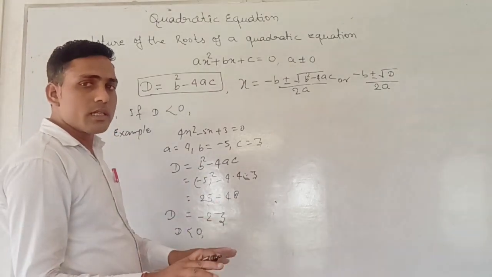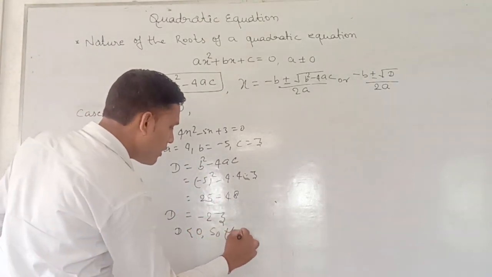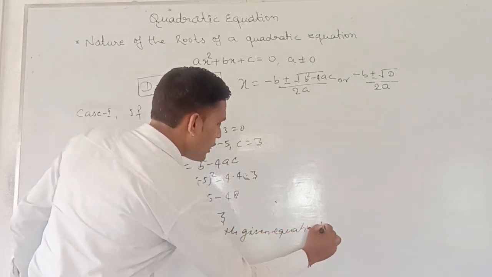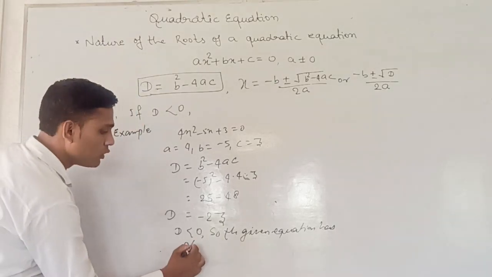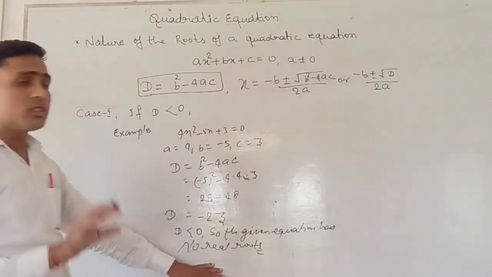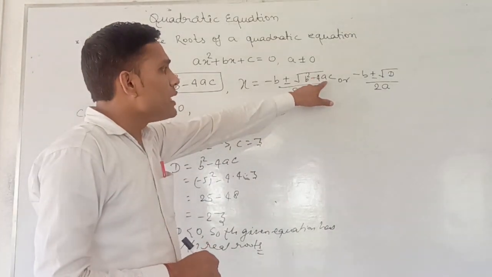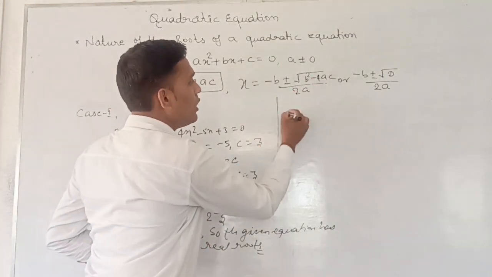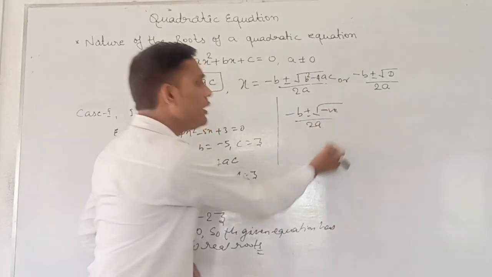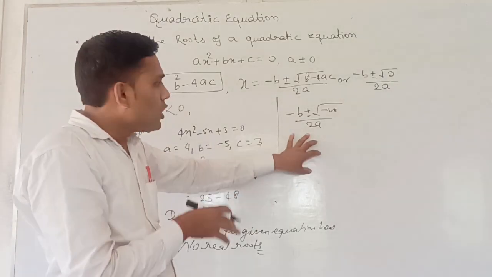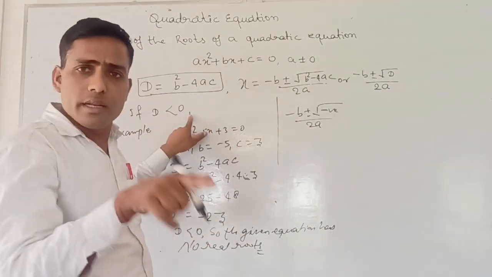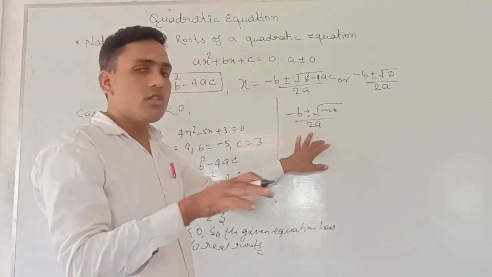So the given equation has no real roots. How does it have no real roots? b square minus 4ac is the term under the root in minus b plus minus root of this term, and this term is negative, so we can't find the roots of this equation. D less than 0 means negative, that's why it has no real roots.